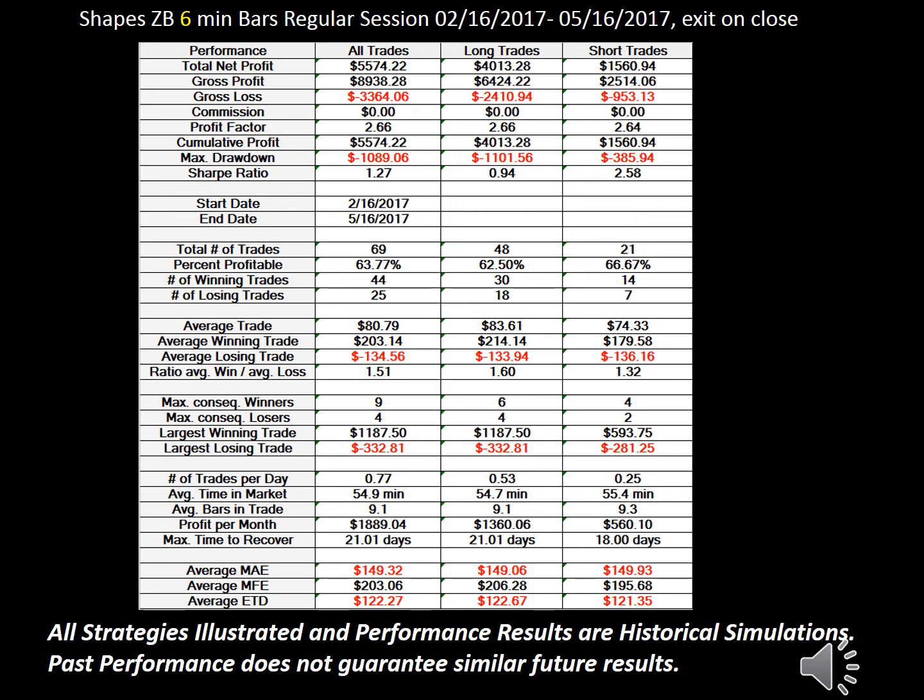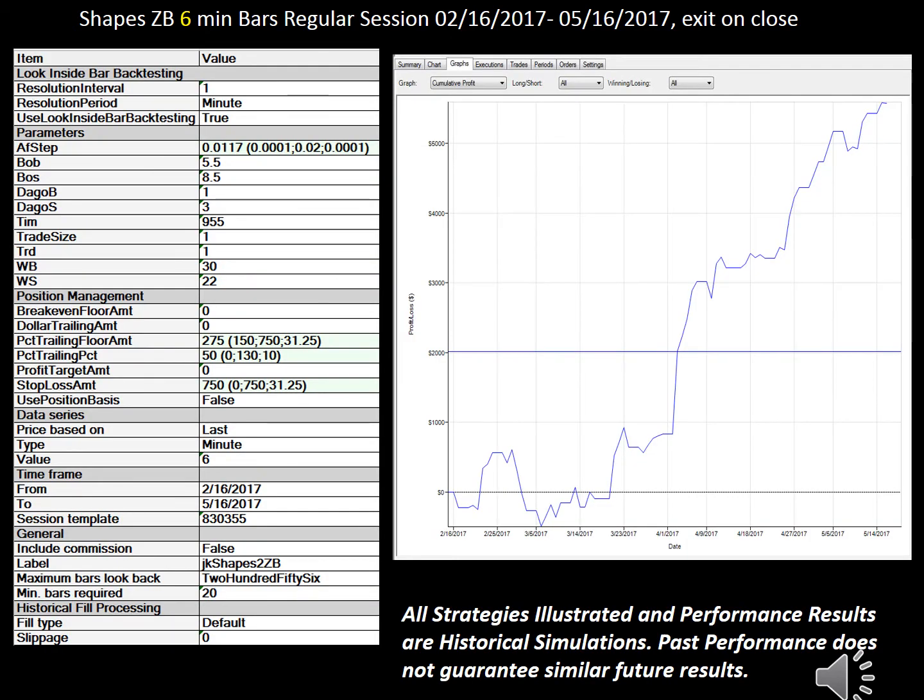Here's the bonds on Ninja with shapes. We're looking at 63% right, $5,500 in a 3-month period. Pretty decent, and we'll look at the settings in a second. This is a 6-minute bar with 1-minute resolution. The stop's pretty heavy at $750, but once you make $275, it risks 50% of the profit. So that's how that works. It also gets out by 9:55 Central Time, so about 10 o'clock it's done for the day.